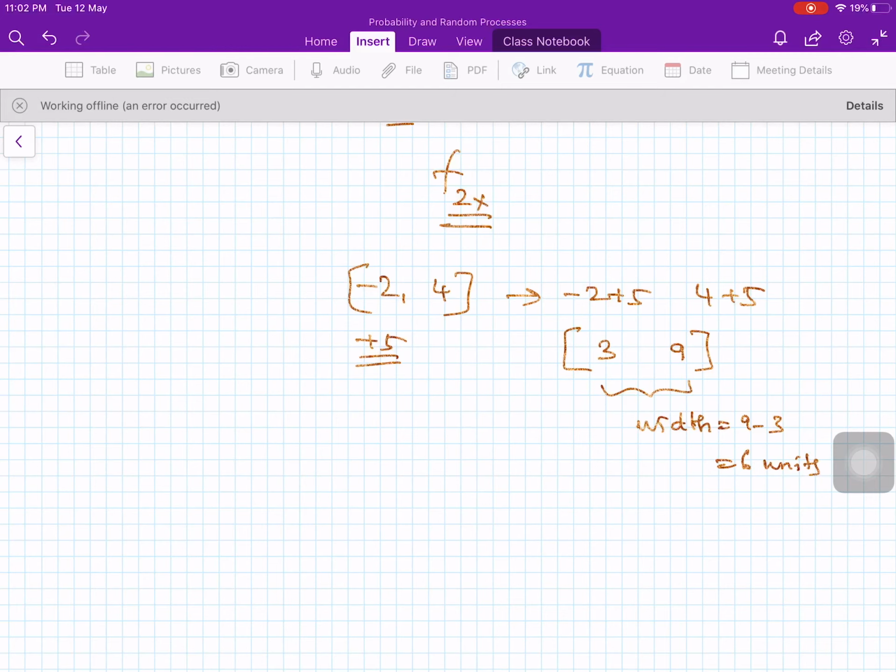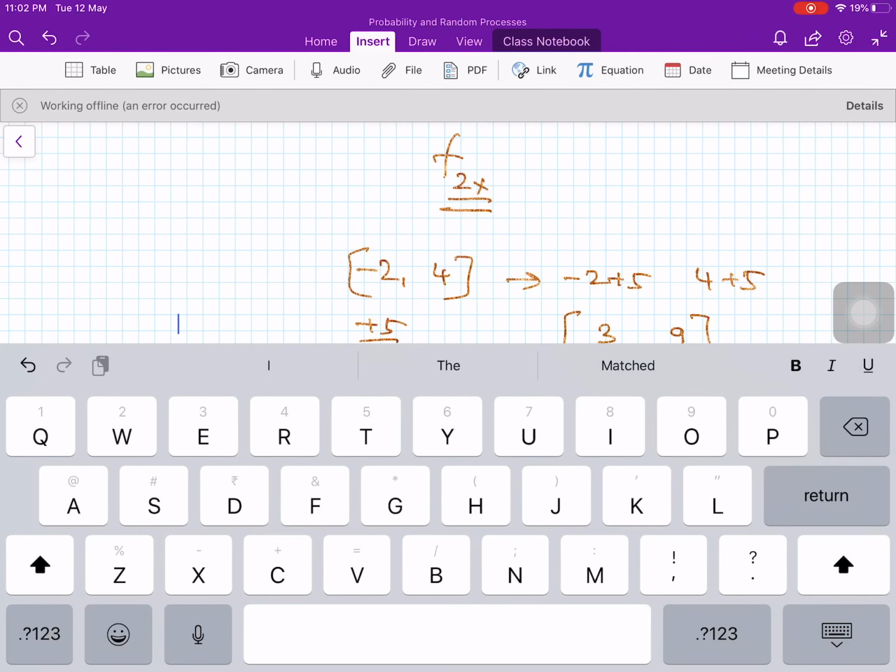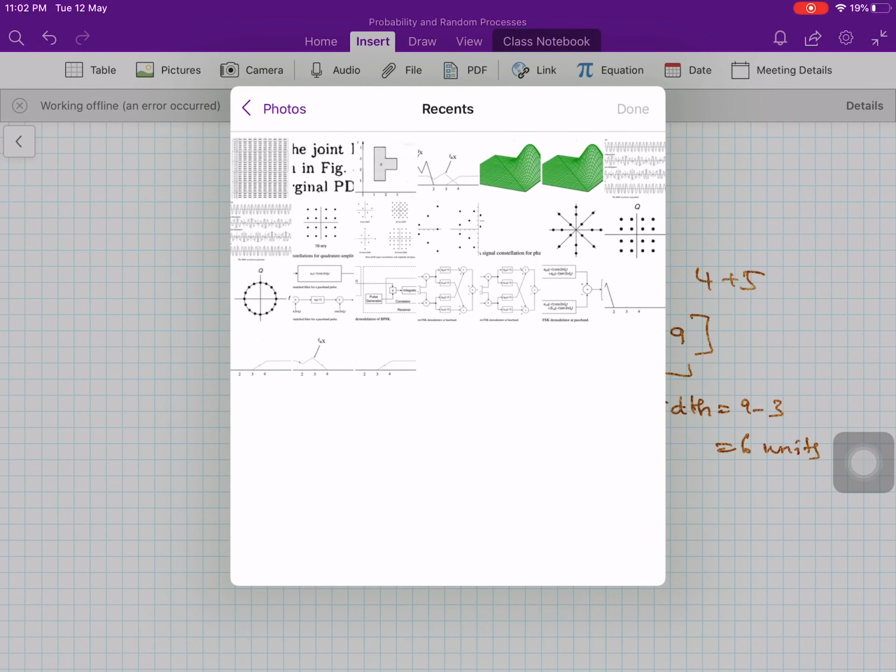Insert, draw, insert, pictures, recent, yes.